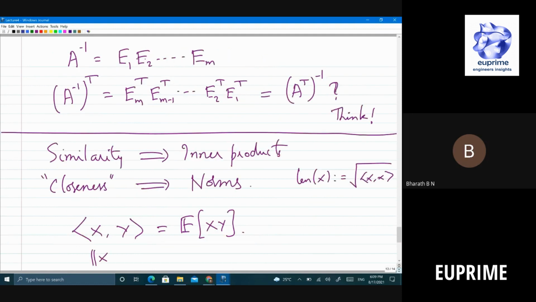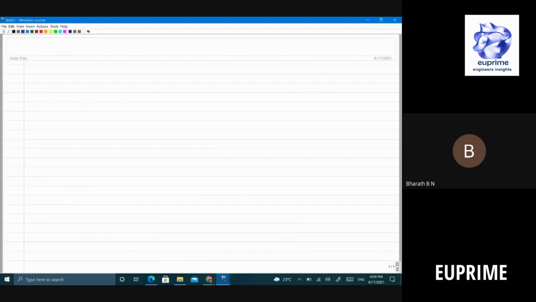Okay, so then we saw, well, what next? Towards that we briefly talked about closeness, norms, inner product, and so on. So we will look at a few other things and come back to these closeness notions today. Okay, so let's get started.